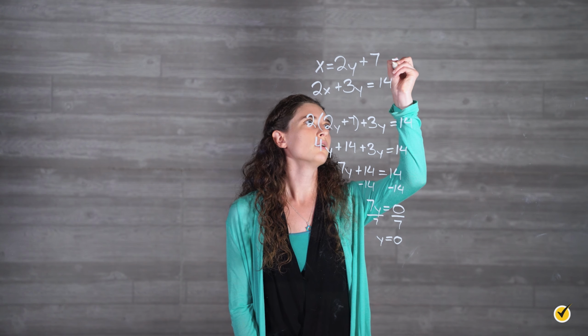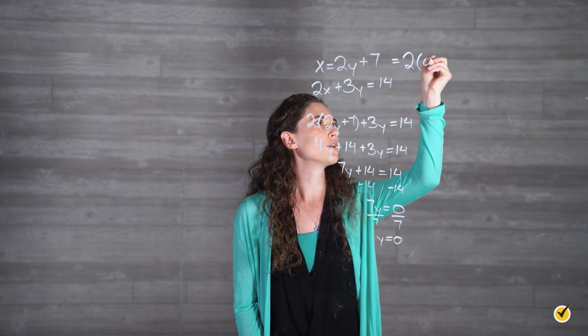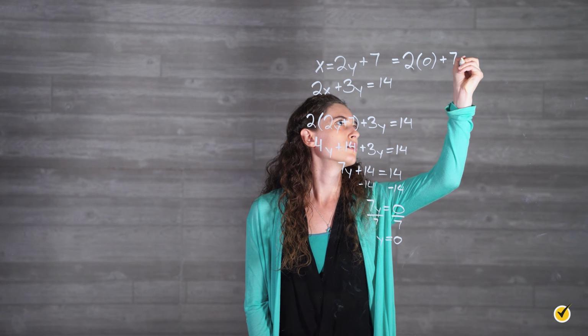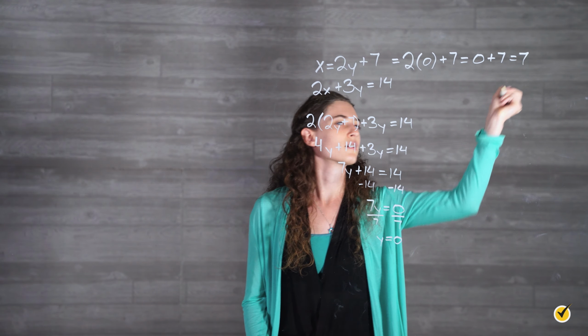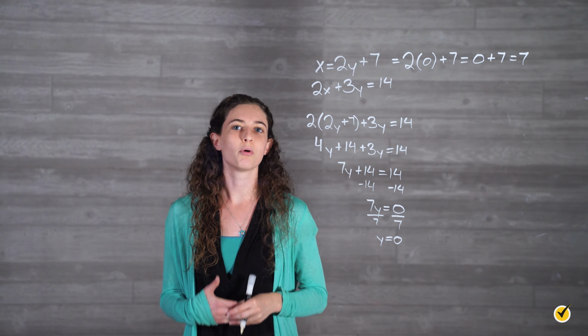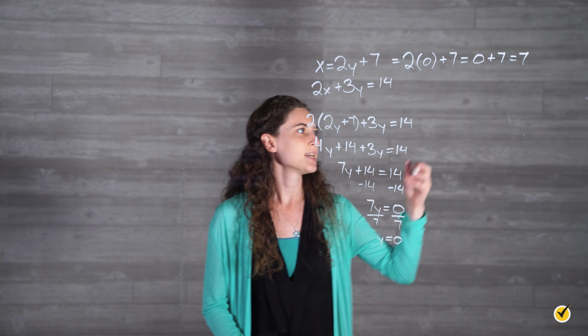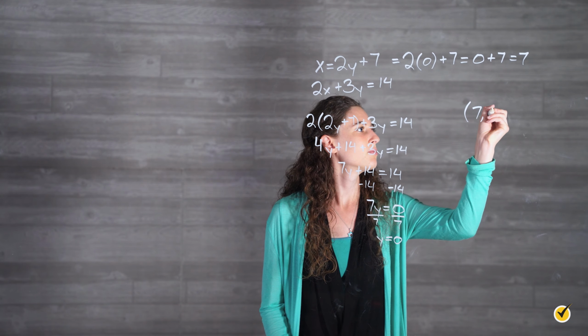So x is equal to 2 times 0 plus 7, which is equal to 0 plus 7, or 7. So our x-coordinate for this point is 7. That means our final answer, the point of intersection for these two lines, is (7, 0).